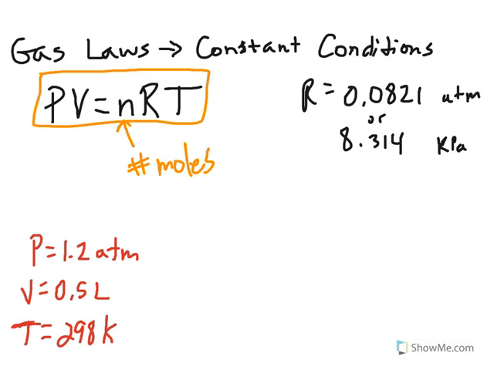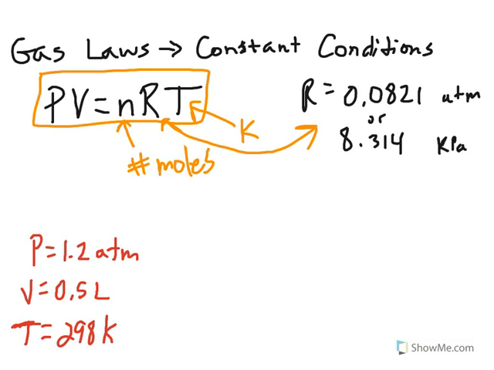And occasionally you'll have to do a little stoichiometry to figure out what that is, depending on the information you're given. T is temperature. That's got to be in Kelvin. And R is what we call the ideal gas constant. I'm just going to erase that and draw a little line over here. R is the ideal gas constant. It has a lot of different values, and it's just a constant that makes all this stuff work.